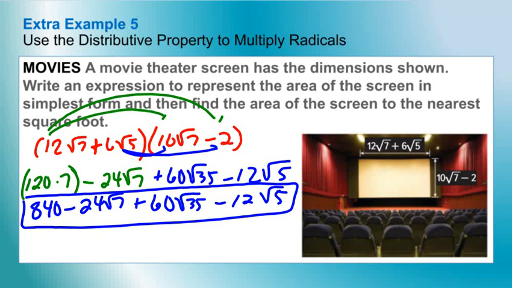Now if we were to find it to the nearest square foot, so this is our expression here. Now it says to the nearest foot, so now I have to put it into my calculator. So 840 minus 24 square root of 7 plus 60 square root of 35 minus 12 square root of 5 gives us roughly 1,105, and this would be square feet.